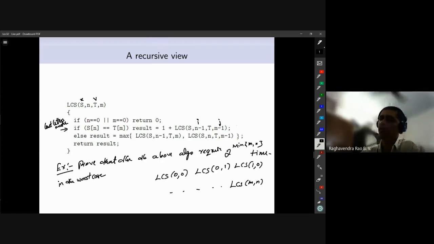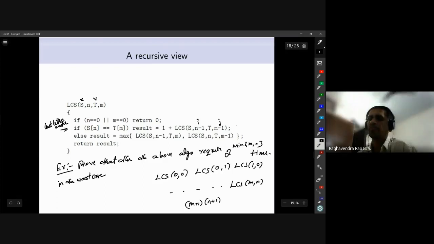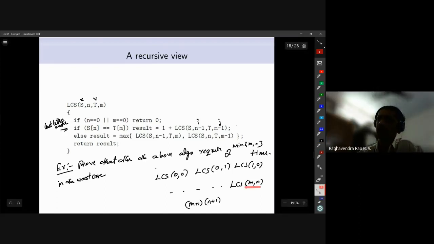So the total number of different calls is bounded by order of mn. In fact, (m+1)(n+1). It's similar to Fibonacci, where the number of distinct values that you want are basically n+1: f0 to fn. Similarly, the number of distinct possible values are only this.